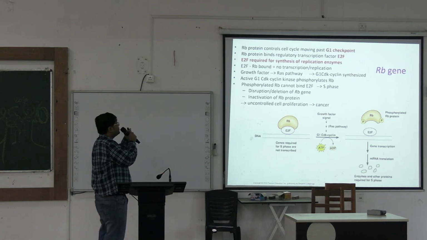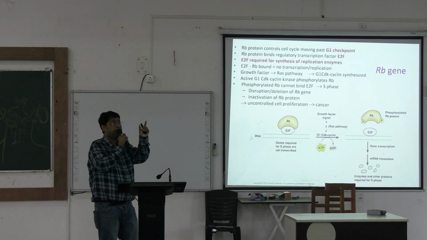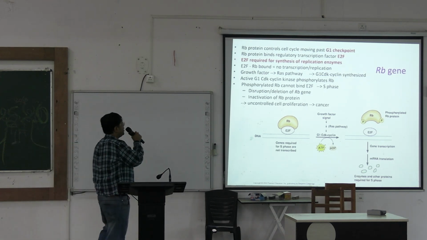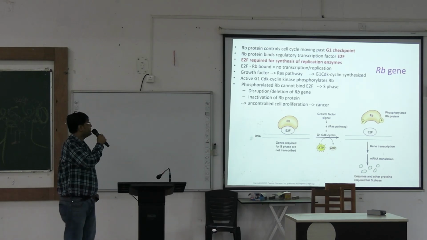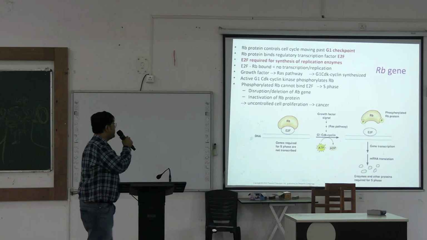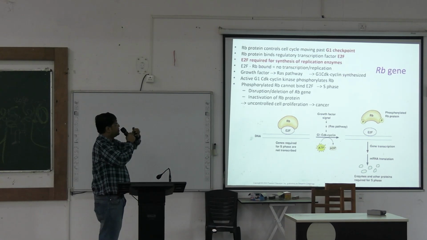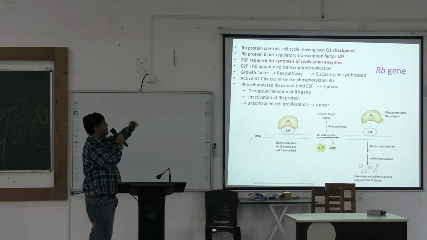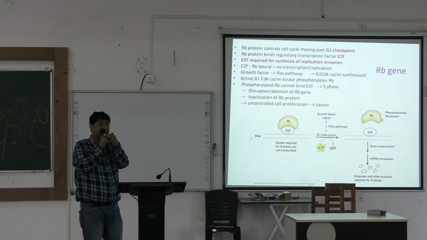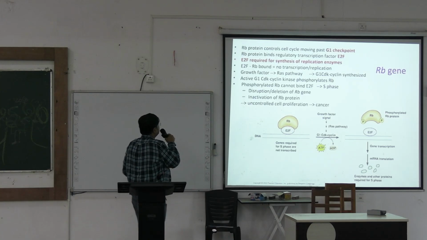RB protein binds with the transcription factor E2F. E2F is required for synthesis of replication enzymes. Once this E2F and RB are bound together, there are no transcription or replication. So it is inhibiting this way. It is binding with E2F and there is no transcription or replication.